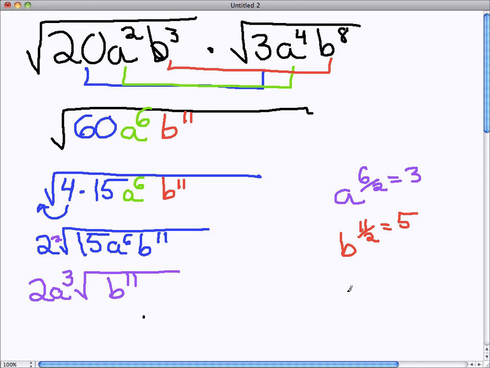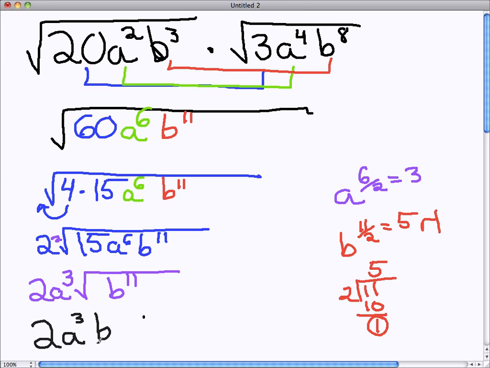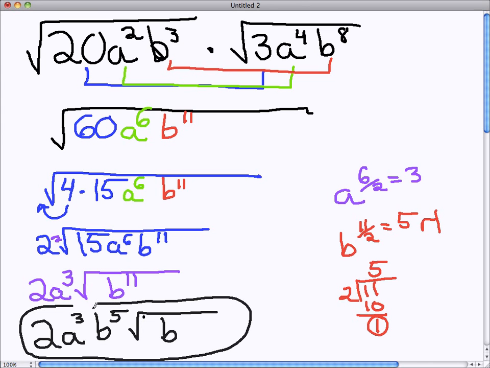And if you can remember learning to divide as a small child in elementary school, you probably learned to divide like this. How many times does 2 go into 11? 5. 5 times 2 is 10. We have a remainder of 1. And that 1 b is going to be the b that gets stuck underneath the radical. It can't come out. It doesn't have enough friends. It's got to be in a group of 2 to come out. So 5 groups do get to come out, and 1 gets stuck underneath. And that is my multiplied, simplified radical.